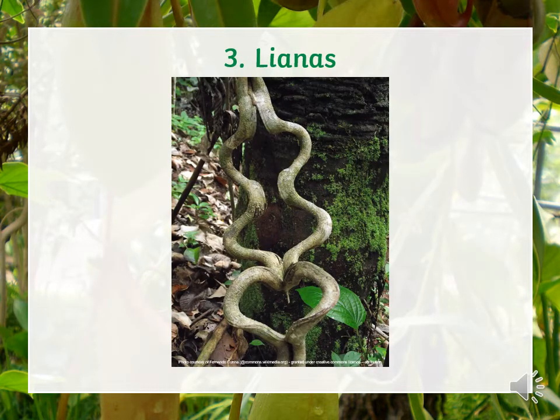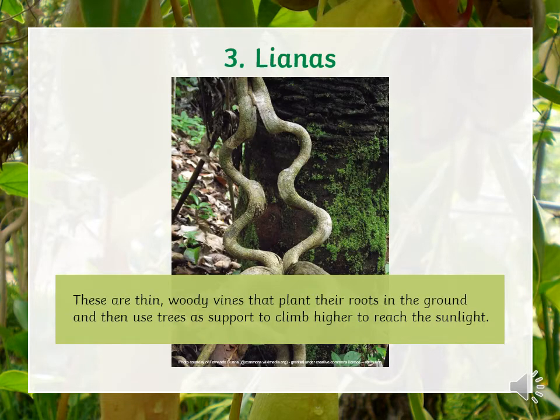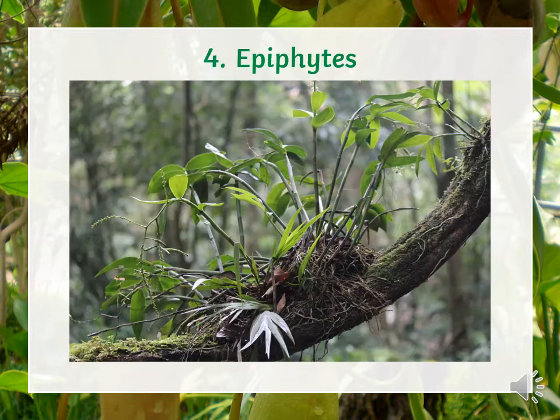Lianas. Lianas are plants which have very strong roots, but they don't have very strong stems. They use these vines to climb over other trees and then they reach the sunlight. So they need support to climb up and get the sunlight they need. They are called lianas.